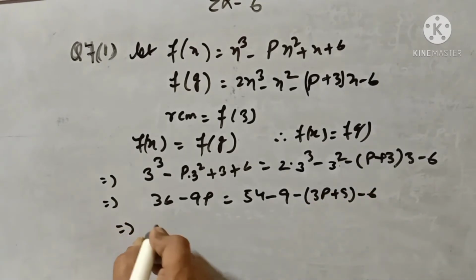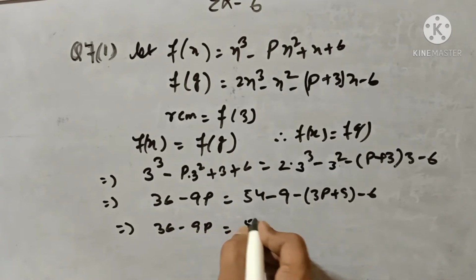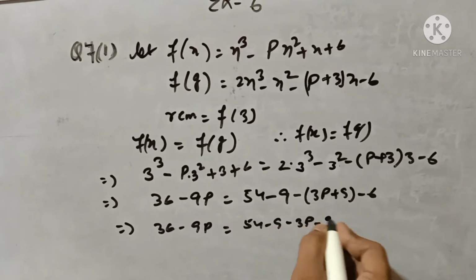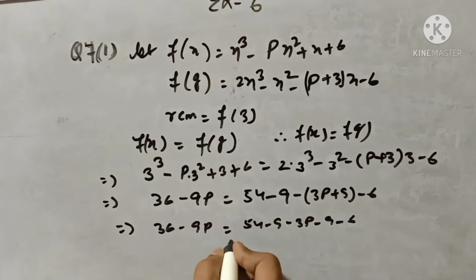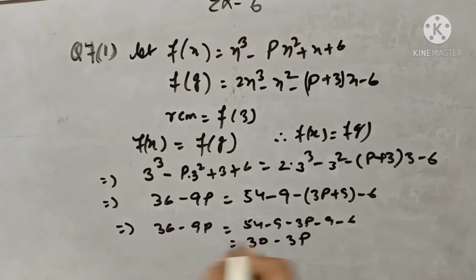This implies that I can write 36 minus 9p. Now solve this part. We can write 54 minus 9 minus 3p minus 9 minus 6. So it will come 54 minus 9 minus 9 minus 6, 30. So 30 minus 3p, therefore 36 minus 9p.